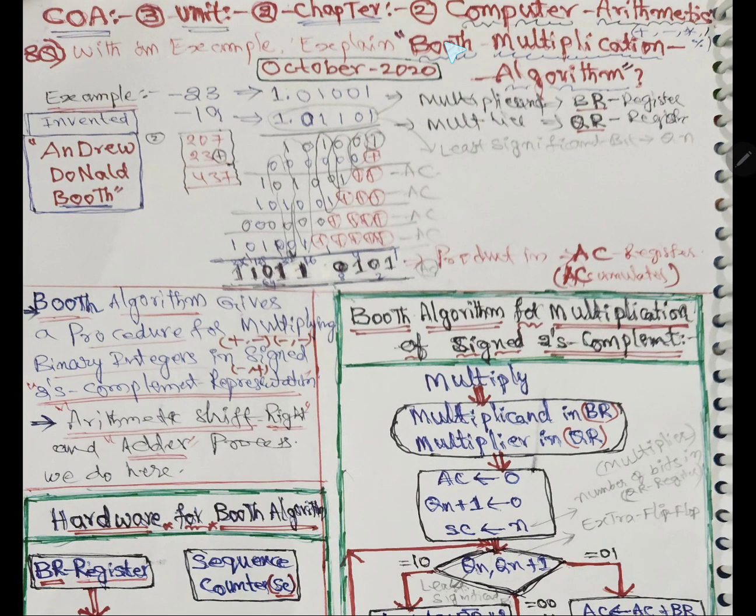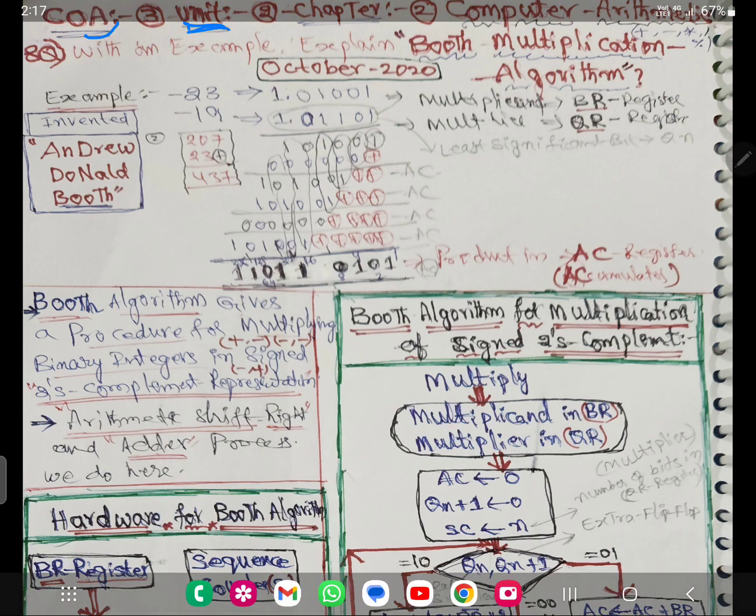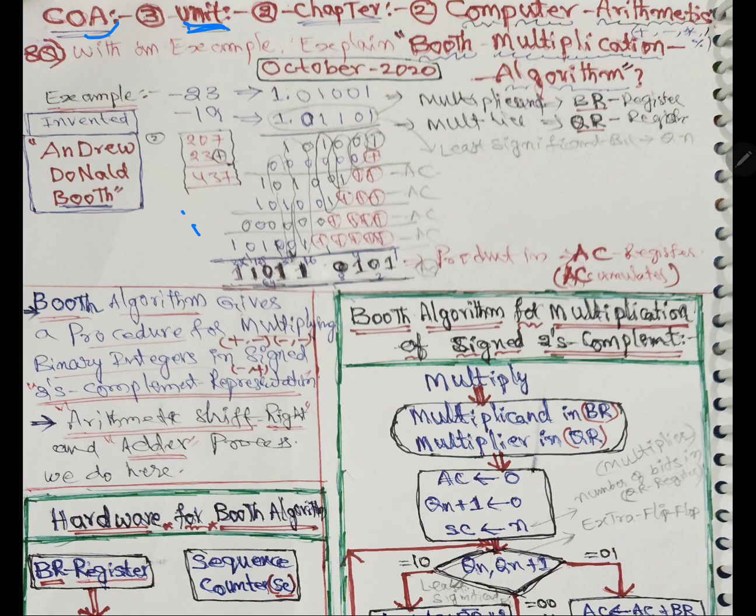That is the topic from the third unit of computer organization and architecture. I always tell you this so you know from which unit which question is coming, and you can attempt it easily without confusion. The main difference between the Booth multiplication algorithm and the general multiplication algorithm is that the general algorithm is done on unsigned values, meaning positive numbers, and this one is done on signed values.